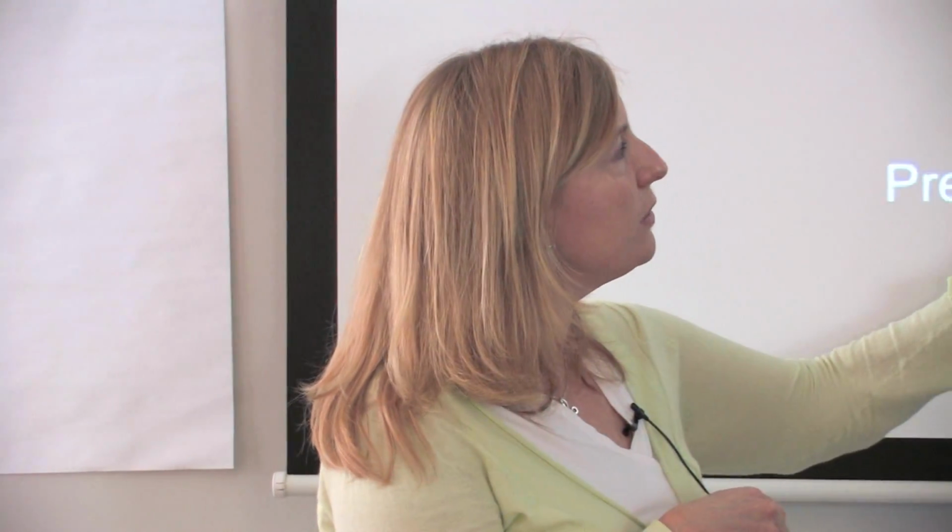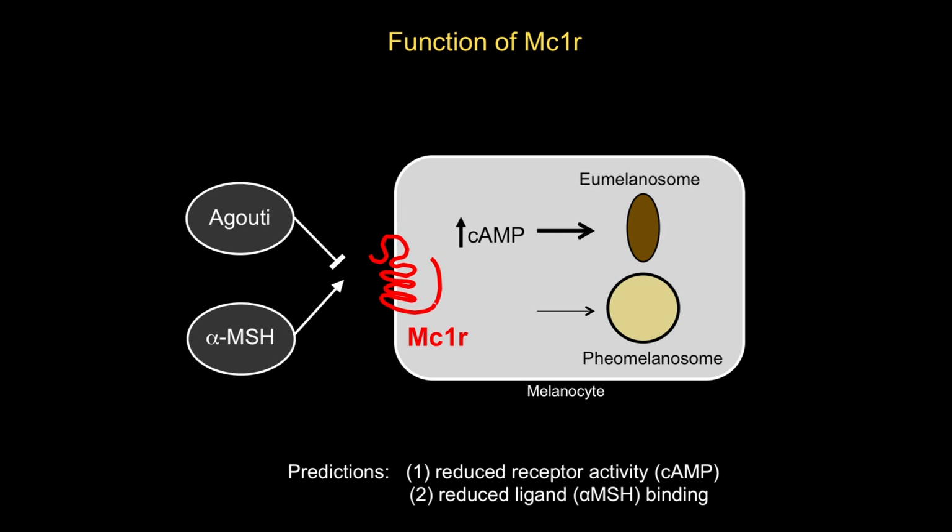Okay, so what's nice about this system is that we have this mutation that differs between dark and light mice. And what we can do is actually take the receptor, express it in cell culture, and then ask if the two forms that differ by this one amino acid behave differently, and address how they behave differently.